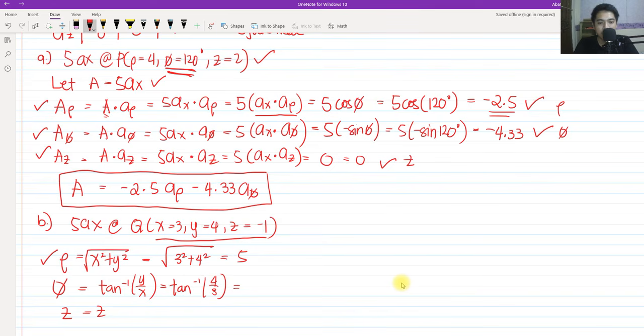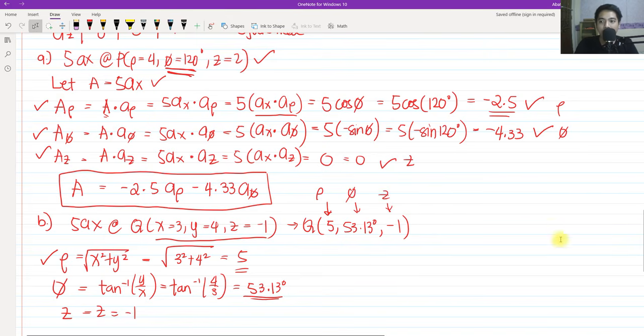That is 53.13 degrees if you try it in your calculator. So z is still negative 1. So the point Q in terms of cylindrical coordinates would be 5, 53.13 degrees, and then negative 1. So this would be our rho, this would be our phi, and this would be our z.